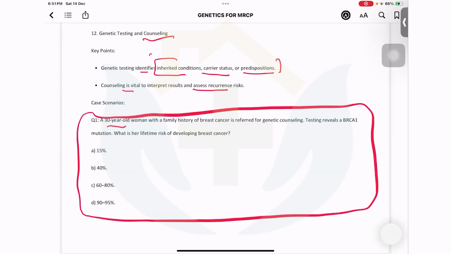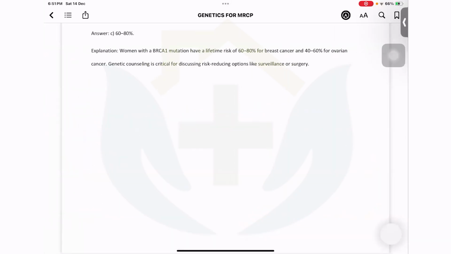A 30-year-old woman with family history of breast cancer is referred for genetic counseling. Testing reveals BRCA mutation. What is her lifetime risk of developing breast cancer? 15, 40, 60 to 80% or 90 to 95%. So BRCA1 mutation carries 60 to 80% lifetime risk for breast cancer and 40 to 60% for ovarian cancers. Okay.